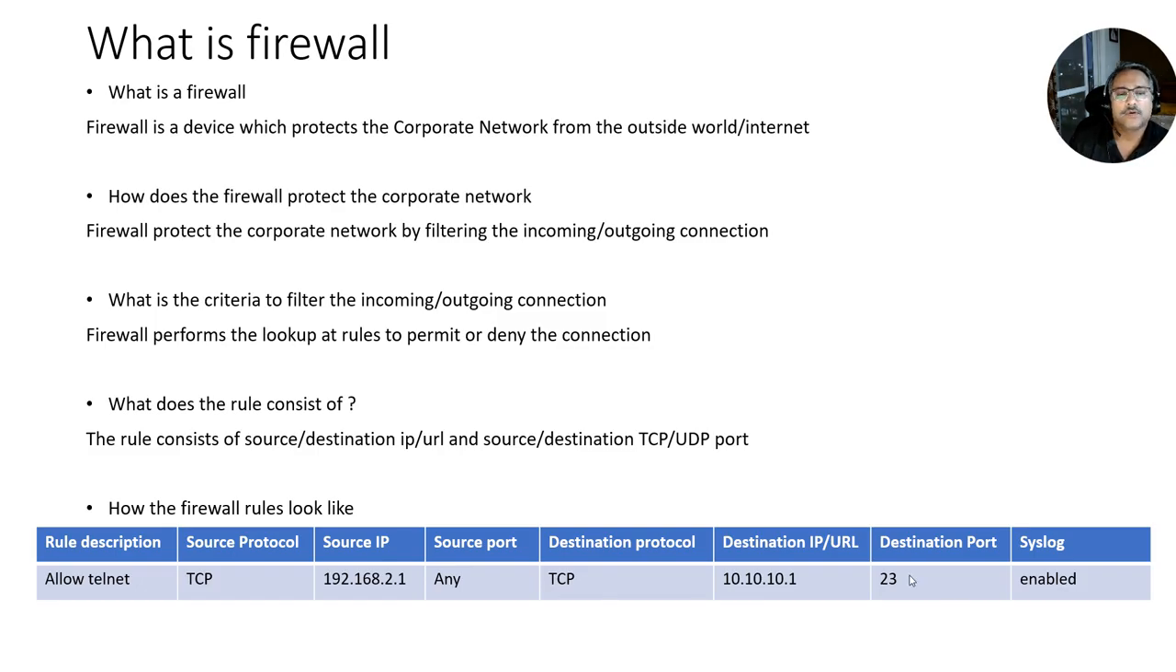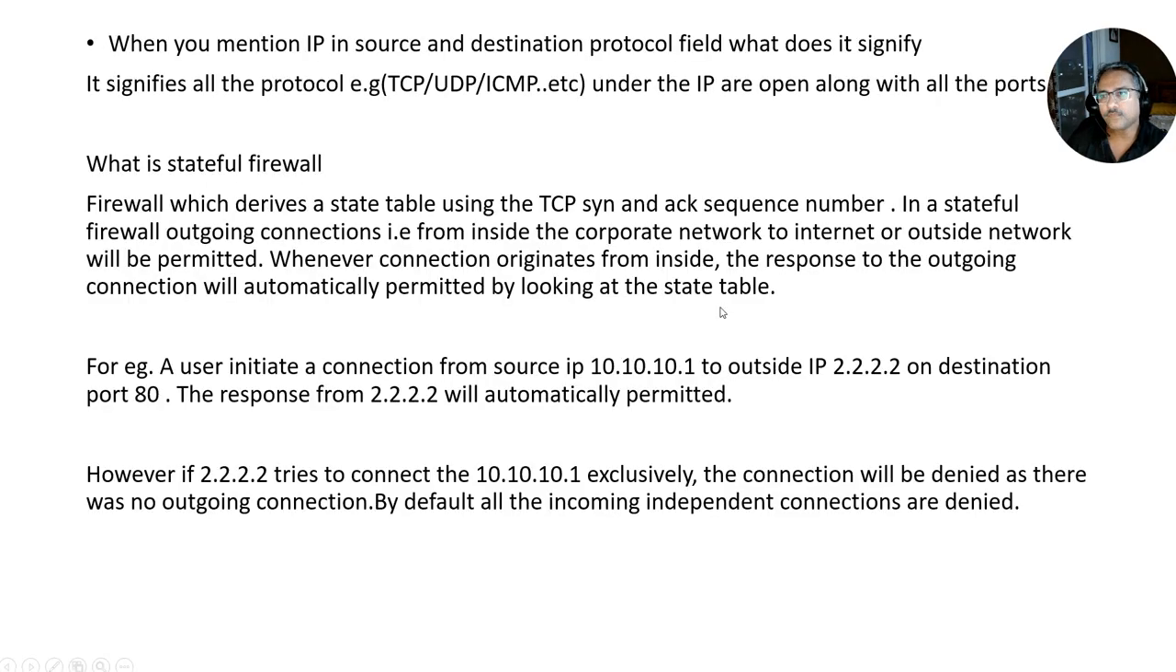Okay. So the destination port can be HTTPS 443 or RDP 3389 or any destination port which works on TCP, UDP, or any like H.323. So this is how the firewall rule looks like. So here this is what I have mentioned. If you mention IP in the source and destination protocol field, it signifies that all the protocols, TCP, UDP under the IP suite are open along with all the ports.